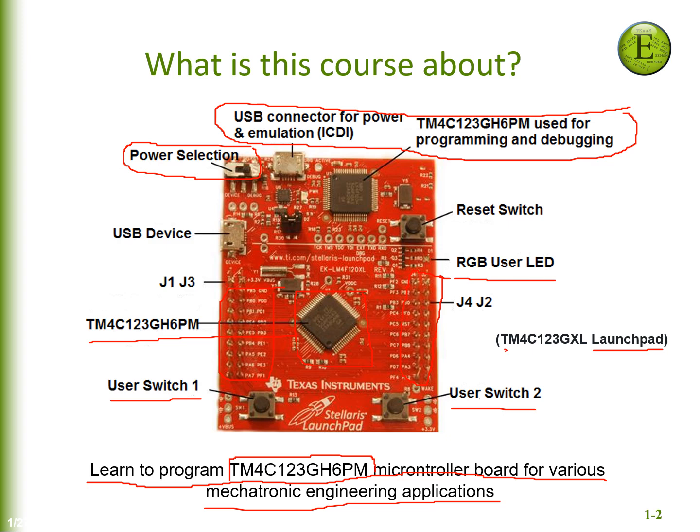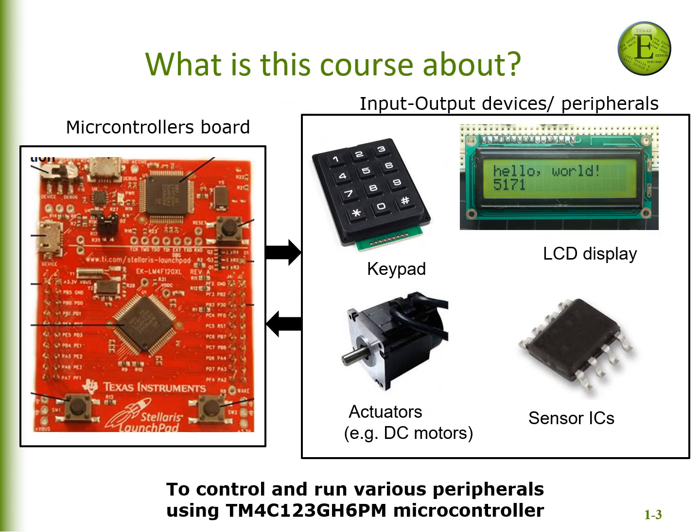We are going to use TM4C123G6L launchpad in your embedded system lab programming. Some examples of the input-output devices or peripherals that we wish to control by the microcontroller board include the keypad, LCD display, actuators such as DC motors, stepper motors, and sensor ICs, for example, humidity sensor, temperature sensor, pressure sensors. And we are going to establish an interface which allows microcontroller to be able to talk to these peripherals and to be able to run these peripherals the way we want them to be run.